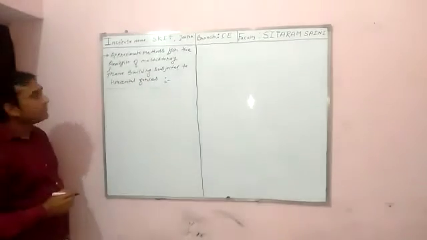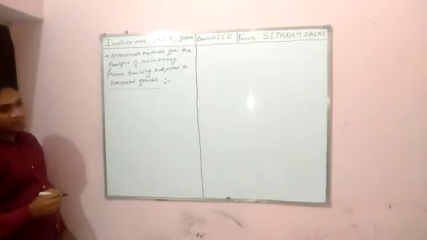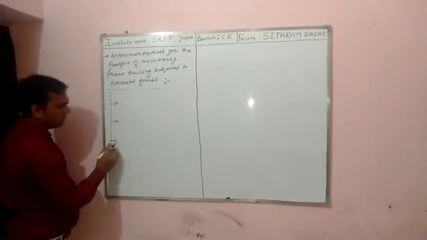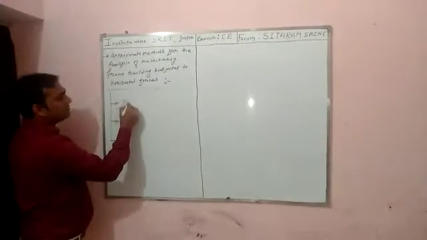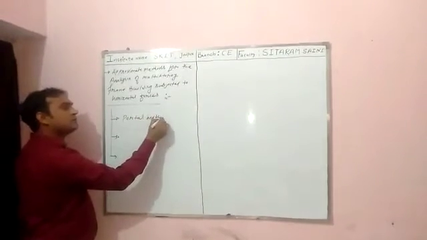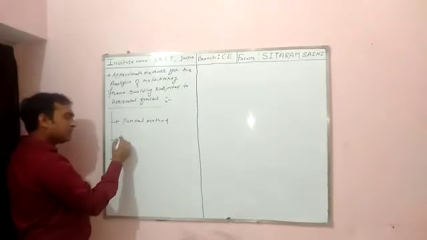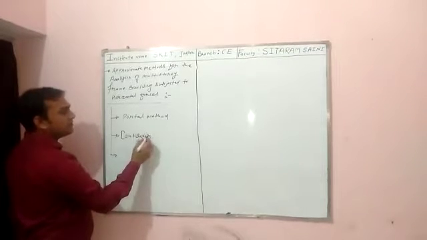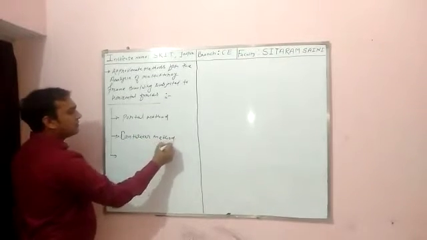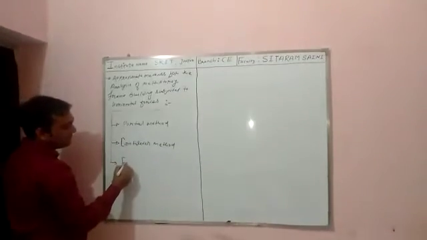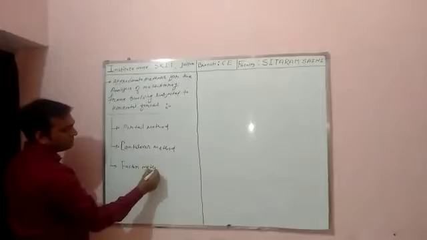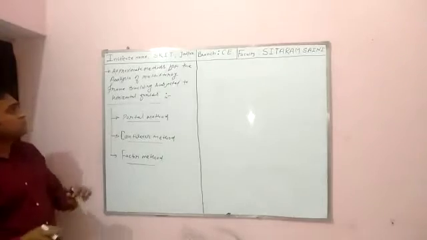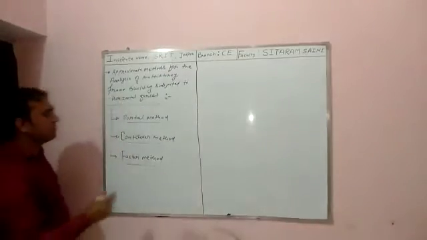There are three methods for the analysis of multi-story frame building. They are listed here. First, portal method. Second one, cantilever method. Third one, factor method. These three specific methods are used for the analysis of multi-story frame building.